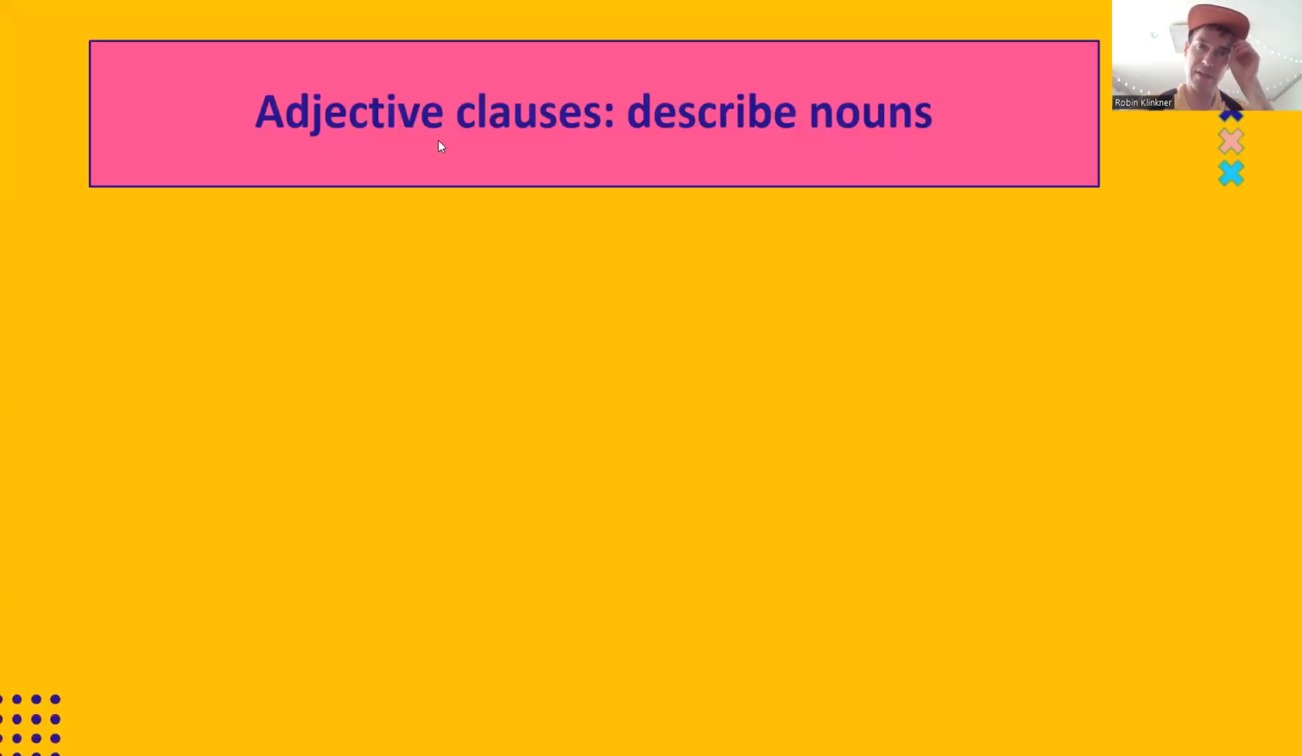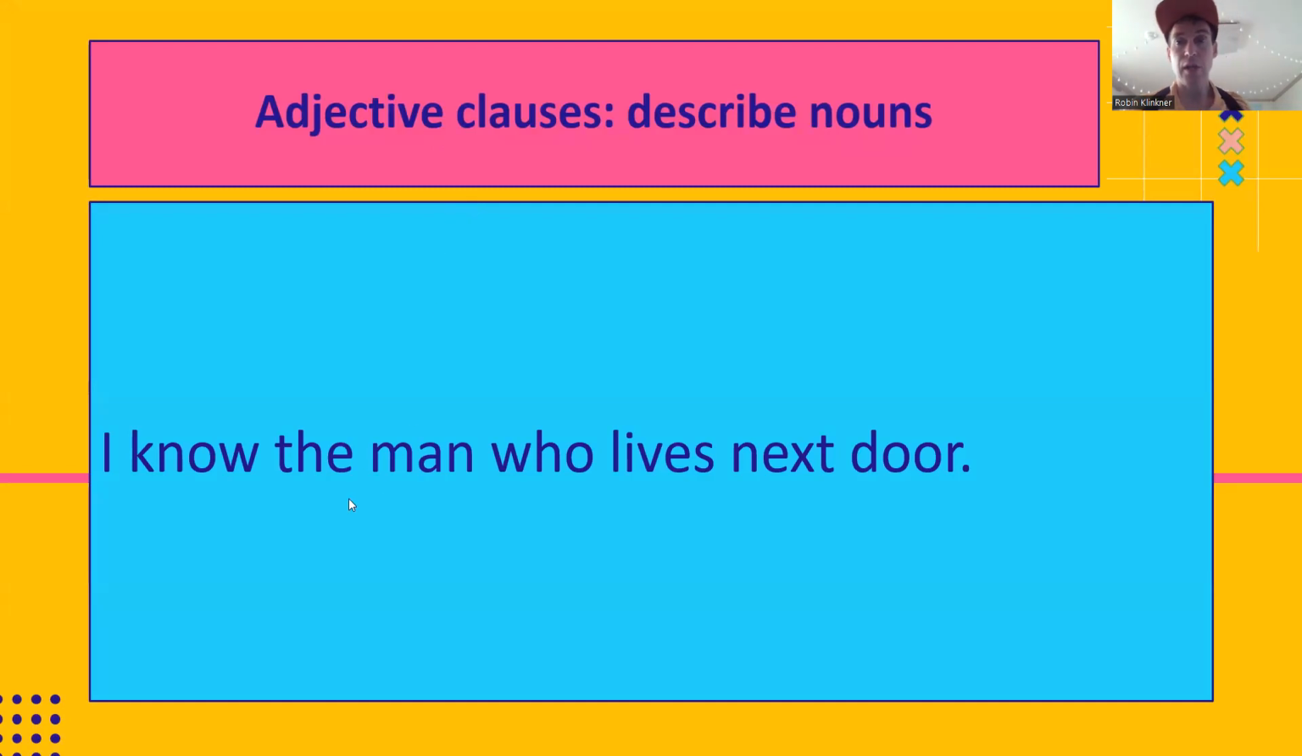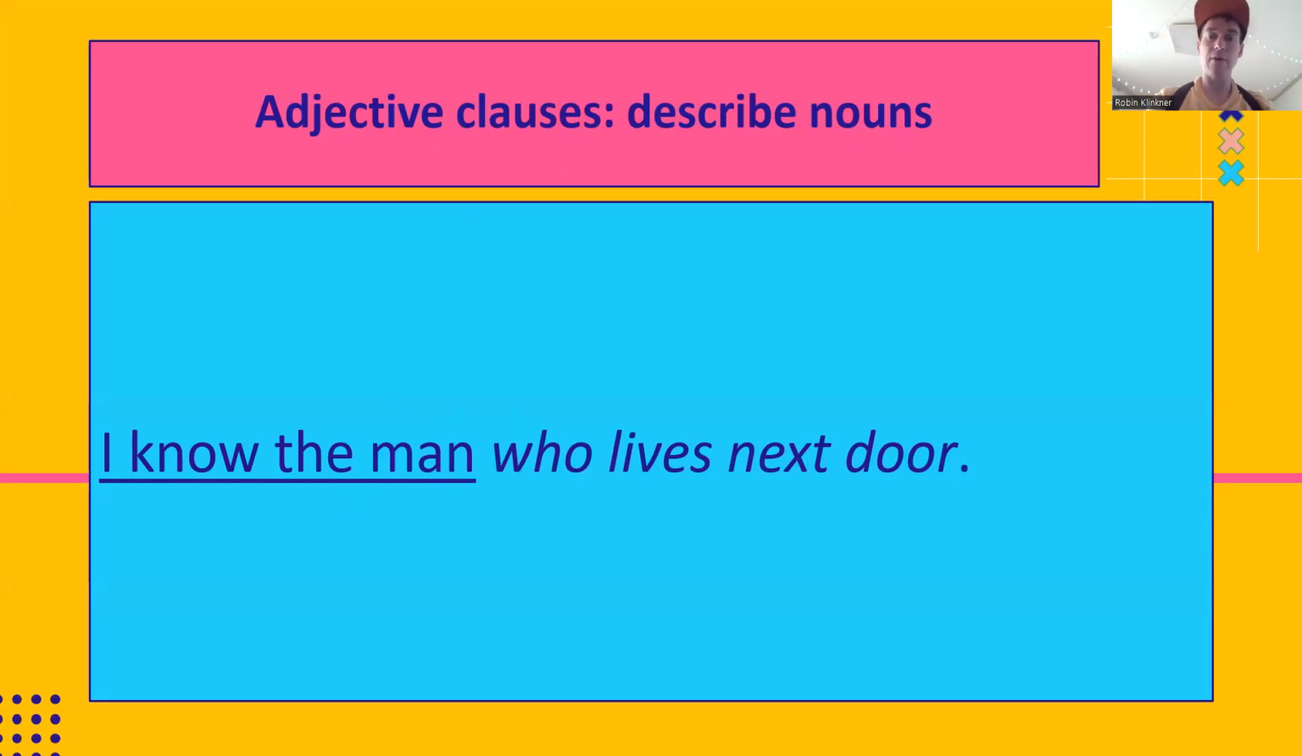Another type of clause is an adjective clause. Adjectives describe nouns. Here is a complex sentence: I know the man. That's the independent clause. Who lives next door is the dependent clause. It begins with a subordinating conjunction. So who describes a noun. It's describing the man. I know the man. What man? The man who lives next door.